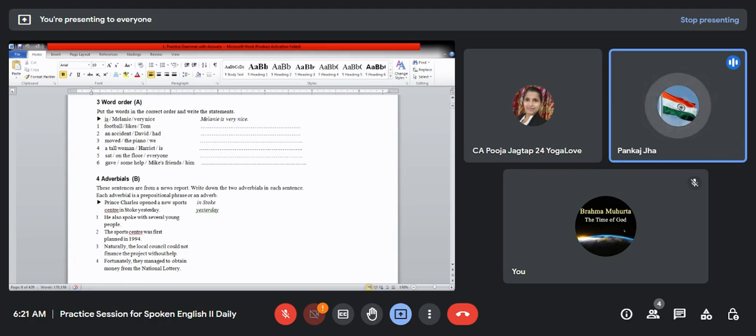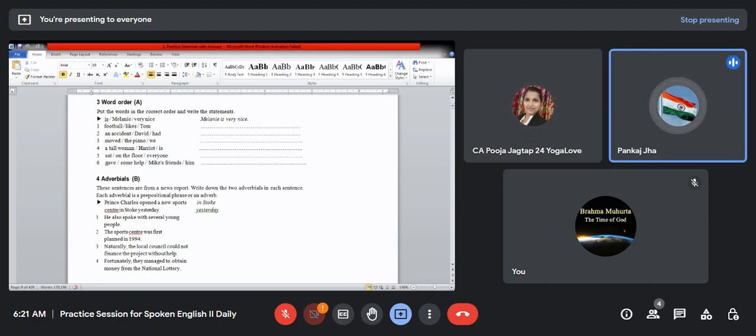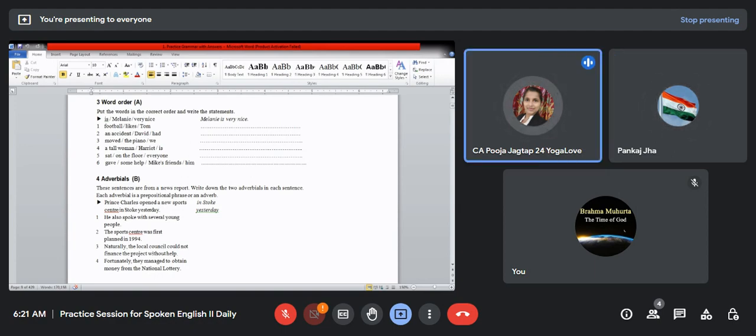Naturally means finance the project. Project is also like a verb? No, project is a kind of object, sir. The local council could not finance the project. Object or subject, something.